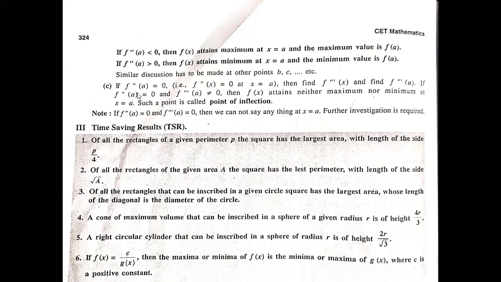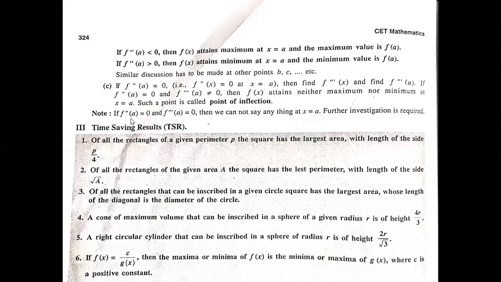Next point, if f double dash a is equal to 0, that is f double dash x is equal to 0 at x is equal to a, then find f triple dash x and find f triple dash a also. If f double dash a is equal to 0 and f triple dash a is not equal to 0, then f of x attains neither maxima nor minima at x is equal to a. In that situation, the point is called a point of inflection.